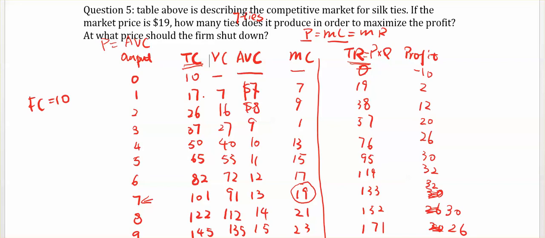The second part of the question is asked, at what price should the firm shut down? So in the textbook, we know that the shutdown point is the price equal to the minimum average variable cost. So if the price equal to minimum average variable cost, we need to find when we have the minimum average variable cost. So if you look at this column, the average variable cost, we can find the minimum average variable cost is $7. So if the price equal to 7, the firm will decide to shut down.